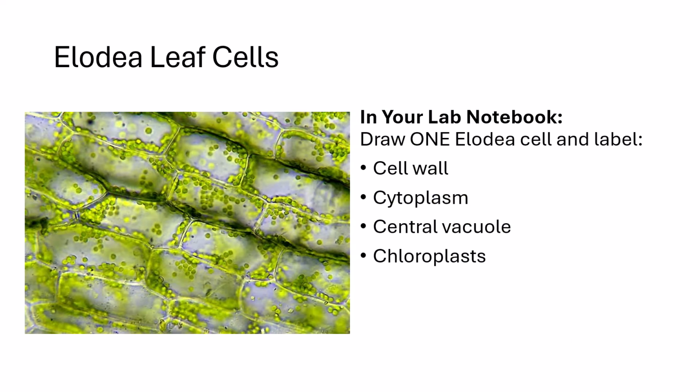In your lab notebook, draw one Elodea cell that represents what you observed. Be sure to label the cell wall, cytoplasm, central vacuole, and chloroplasts clearly. Your drawing should be neat and proportional, but it does not need to be artistic. Go ahead and pause the video to complete your drawing.